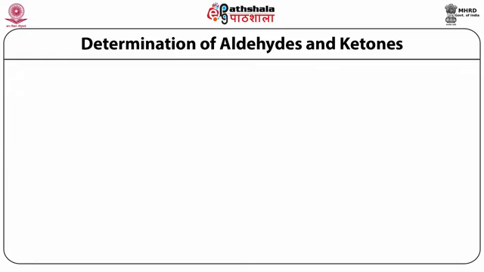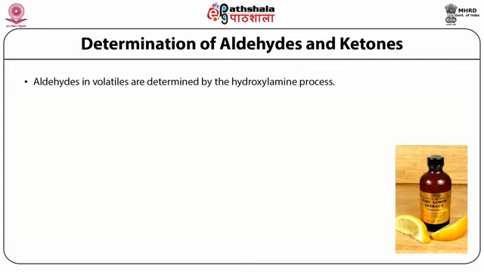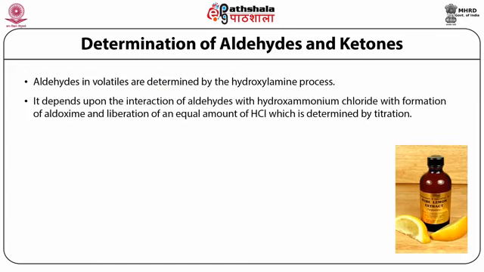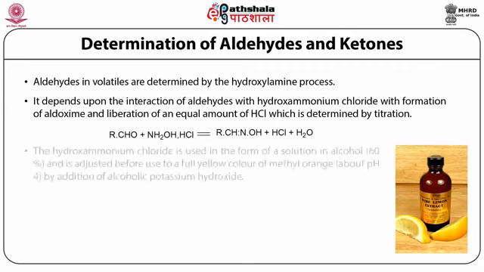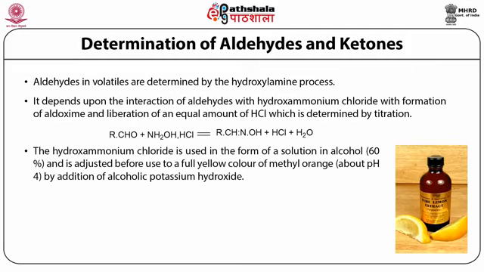Now let's go for the determination of aldehydes and ketones in volatile oils. First, aldehydes in volatile oils are determined by the hydroxylamine process. It depends upon the interaction of aldehydes with hydroxyammonium chloride with the formation of aldoxime and liberation of an equal amount of HCl, which is determined by titration as per the equation given below. The hydroxyammonium chloride is used in the form of a solution in alcohol and is adjusted before use to a full yellow color of methyl orange by addition of alcoholic potassium hydroxide.